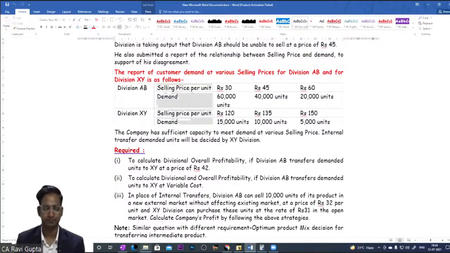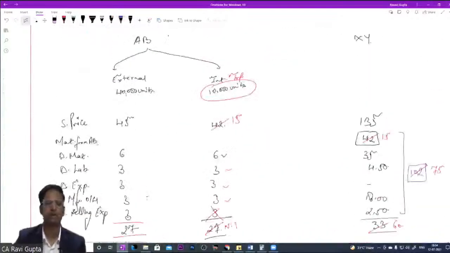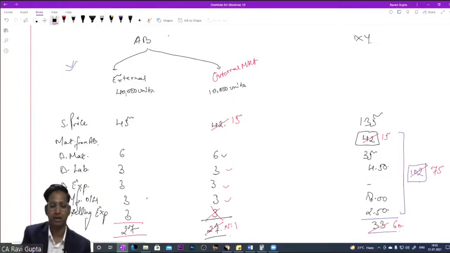Very simple. What you can do, you can change. See, this statement is really going to help you a lot in your examination, when you are doing the concept of transfer pricing. This will change all your efforts. Now, what they are saying, there is no internal transfer. There is another external market where we can sell at rupees 32.